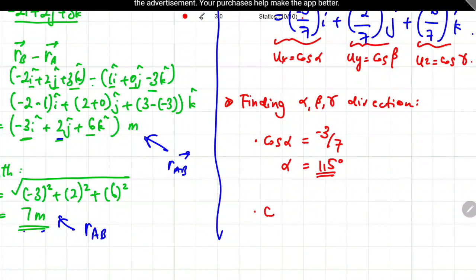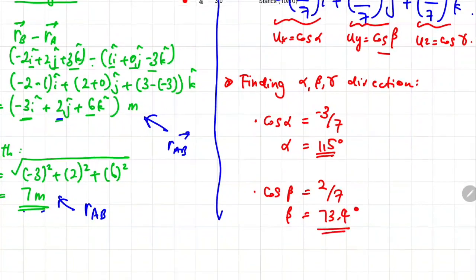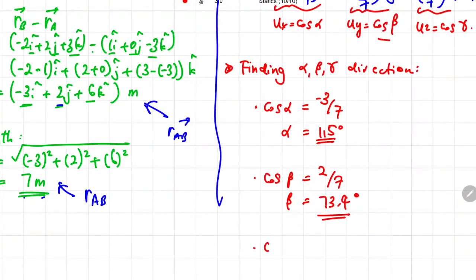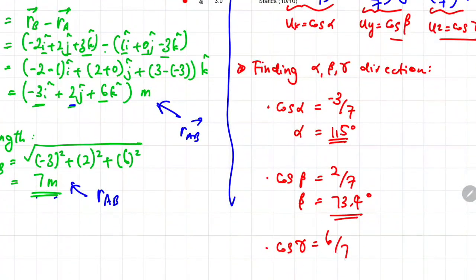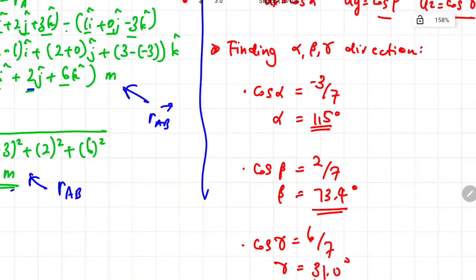Using the same calculation in the second expression, cos beta is equivalent to 2/7. So, you can simply calculate the beta angle to be 73.4 degrees. Simply repeat the same procedure to calculate the gamma angle and you will get the gamma angle to be 31 degrees. Okay?